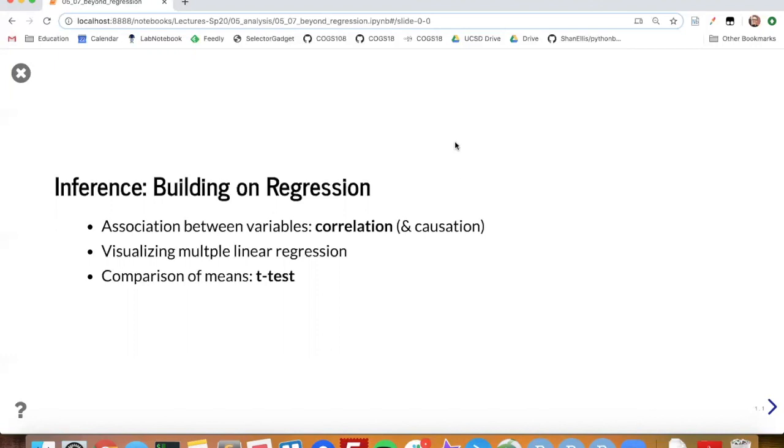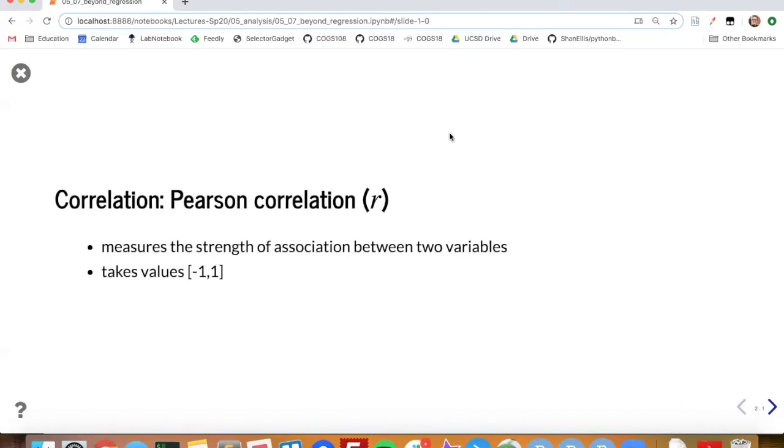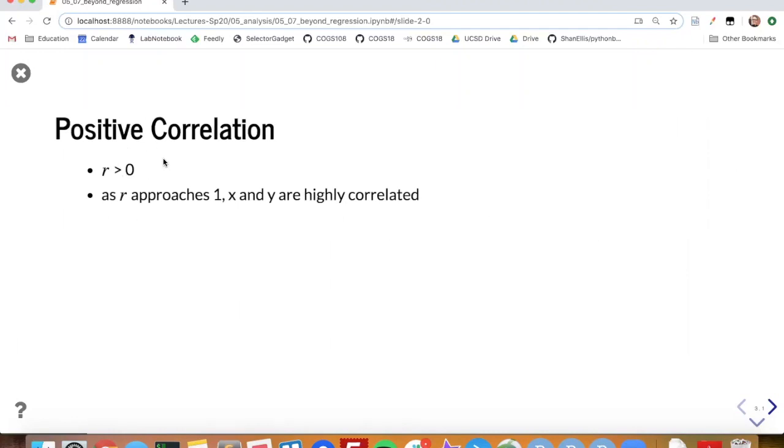So with that, we are in the 0507 Beyond Regression notebook. And the first thing I wanted to talk about here was the idea of correlation. There are different ways in which you can measure correlation. Most of the time when people are talking about correlation and don't add any modifier, they're talking about Pearson correlation or little r correlation. And this measures the strength of association between two variables. Pearson correlation takes the values between -1 and 1 inclusive, where you can have different levels of correlation and in different directions.